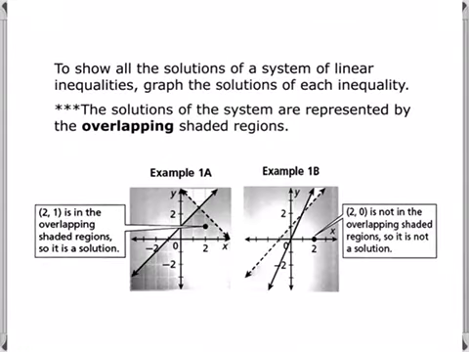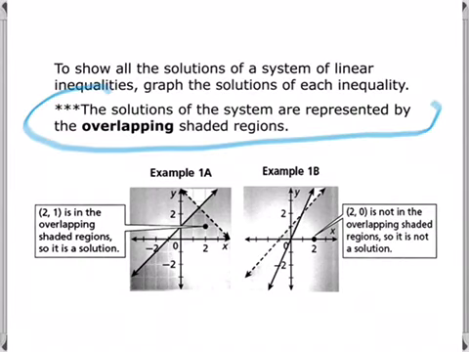To show all the solutions of a system of linear inequalities, we want to graph the solutions of each inequality. The solutions of the system are represented by the overlapping shaded region. So we're going to shade for both inequalities and then see where the shading overlaps. That overlap is where your solutions are for the system.